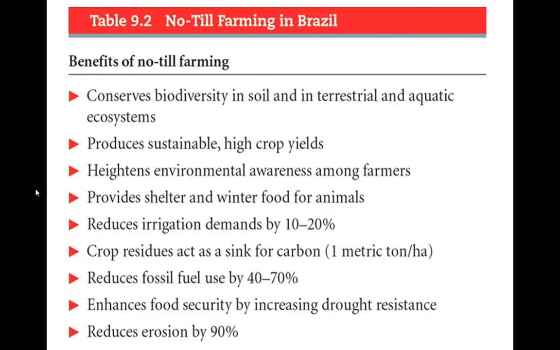and in terrestrial and aquatic ecosystems. It produces sustainable high crop yields. It heightens environmental awareness among farmers. Provides shelter and winter food for animals, reduces irrigation demands by 10 to 20%, and the crop residues act as a sink for carbon. So rather than CO2 being in the air acting as a greenhouse gas, you have that carbon stored in the crop as biomass. And it reduces fossil fuel use by 40 to 70%, enhances food security by increasing drought resistance, and reduces erosion by 90%. That's a big number.